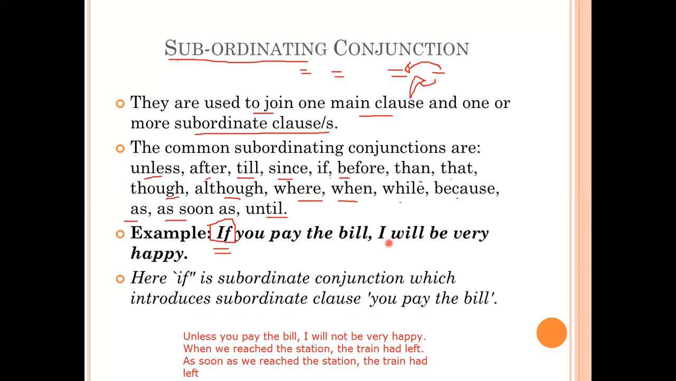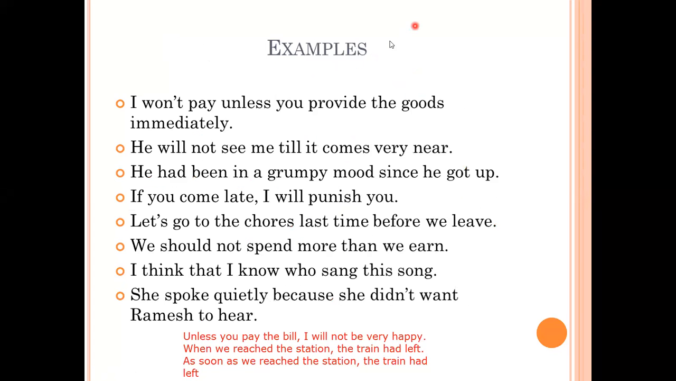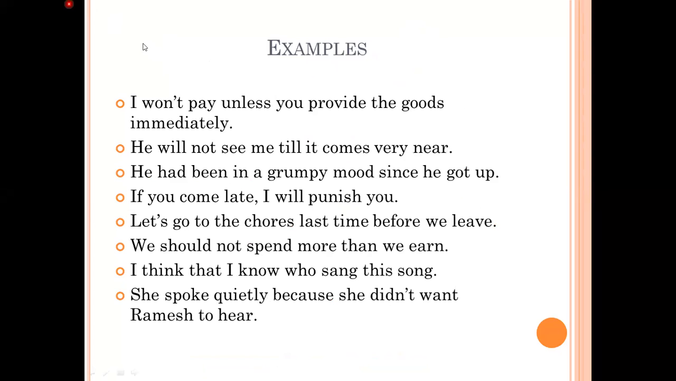So main clause here is I will be very happy. This is main clause, and subordinate conjunction if, and with that there is subordinate clause, you pay the bill. And again, you can check. We cannot separate them because they're depending upon each other. If you pay the bill, then only I will be happy. So you cannot write you pay the bill separate and I will be very happy, because it is a kind of condition. If this fulfills, then this will happen like this. So they are depending upon each other. So let's go to the next slide and try to see some of the examples of this subordinating conjunctions.